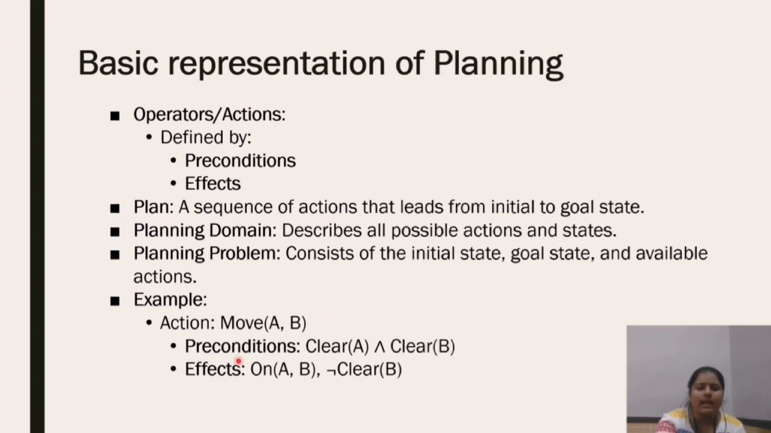Let's see an example. Action move A, B. It's telling us to move A, B. Now what's happening over here is we're going to give some preconditions and some effects. This is just an example. It can be anything we like. The preconditions given are A should be clear as well as B should be clear. That is why we have the and sign. And lastly, the effects are on A, B, not clear B. B is not clear, A is clear. That's the effect when we shift A from B.